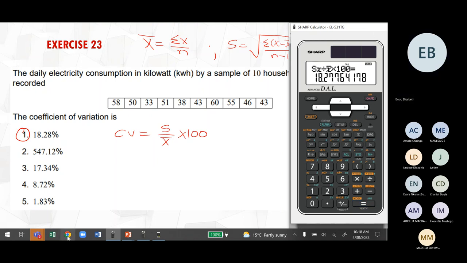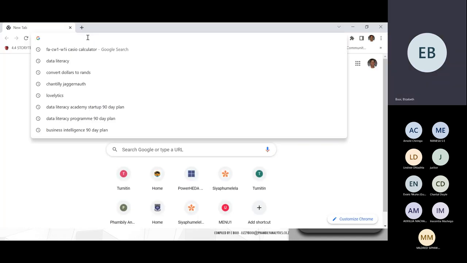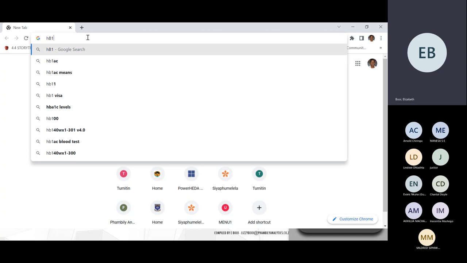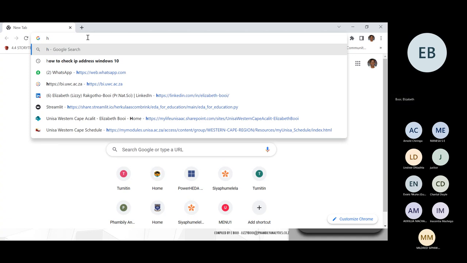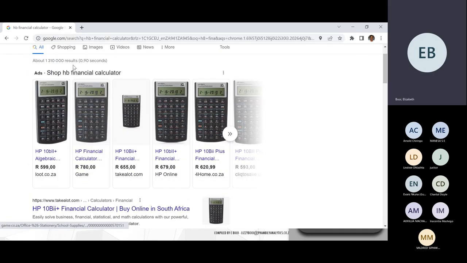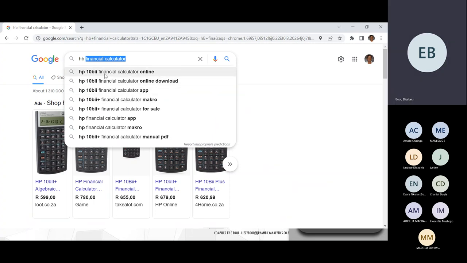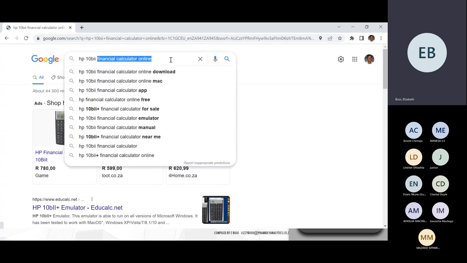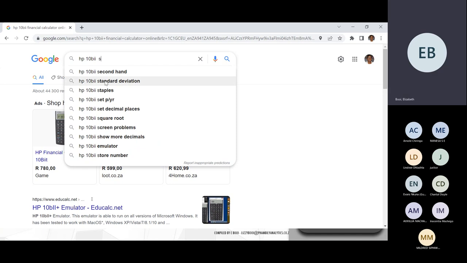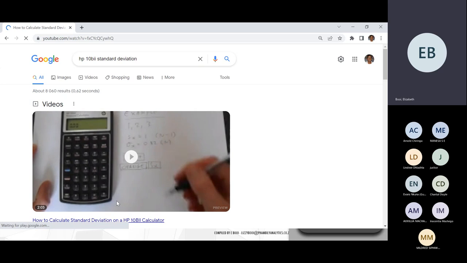I just want to show the financial calculator. These are the things that I want: HB, 10 IBY, and you can say standard deviation. There we go. So you can look at the video and see how they calculate it. Let me just play it anyway.